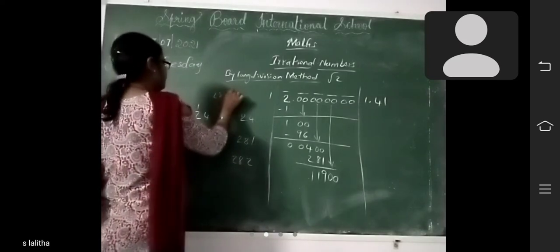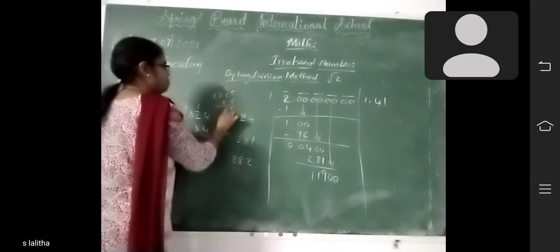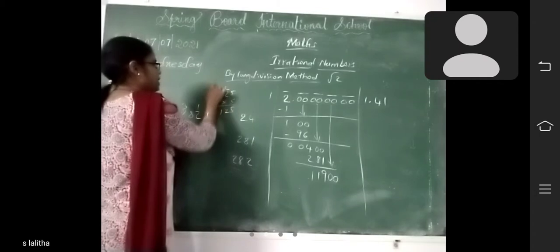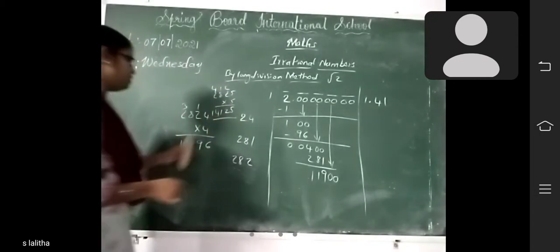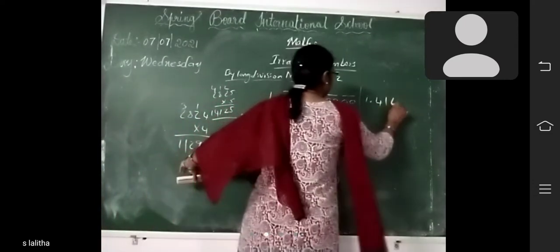Suppose we have to take 5: 5 fives 25, 5 twos 10 plus 2 is 12, 5 eights 40 plus 1 is 41, 5 twos 10 plus 4 is 14. So it is very large. So that's why we have to take 4. Here also you have to take 4.